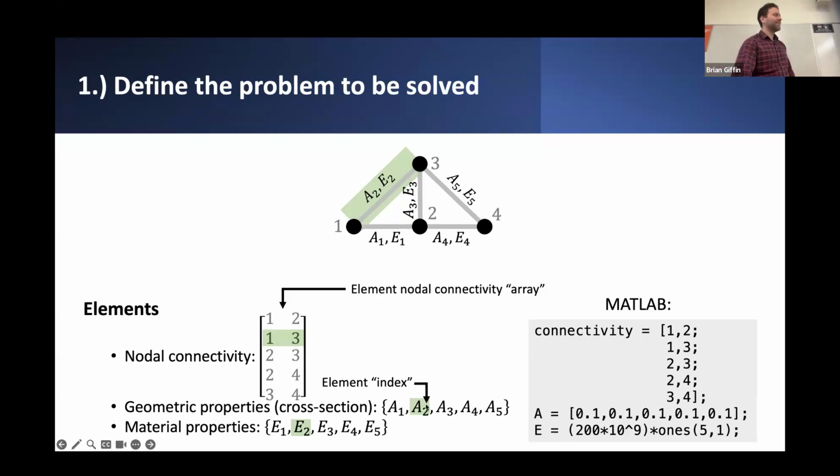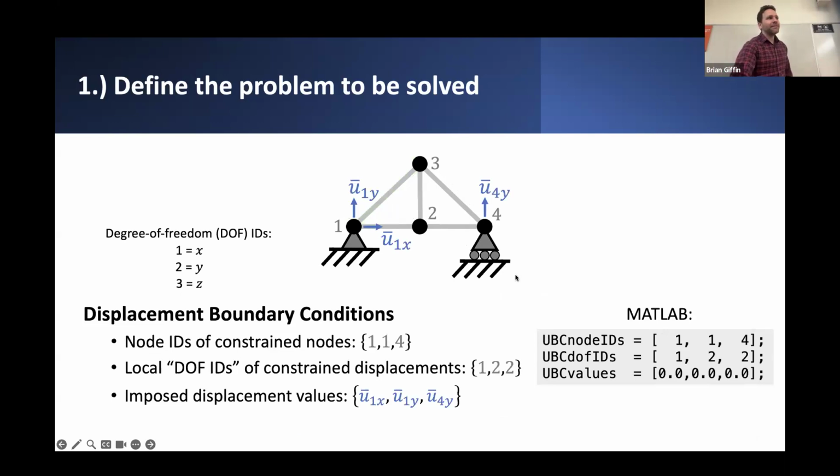Also, I have to list off, obviously, the geometric and material properties, much as we did for these one-dimensional problems. So otherwise, the way we define elements is very much the same as we did before. Just define the connectivity and define the material and cross-section properties for the elements. Okay. Now, yeah, go ahead.